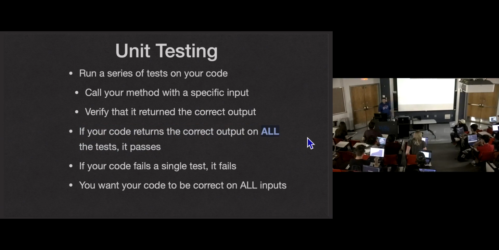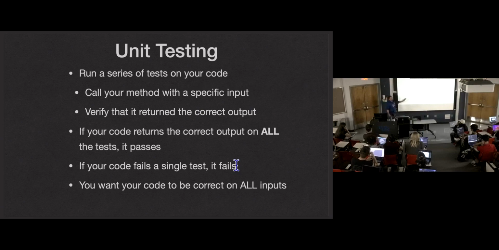If it fails even a single one of those inputs, if on a single input it doesn't give us the right output, our test says, nope, that code's wrong. I don't care if you have 1 million inputs that you're checking and it's wrong on only one of them, that's still wrong code. We do demand perfection when we're writing code. We want it to be right in all cases.